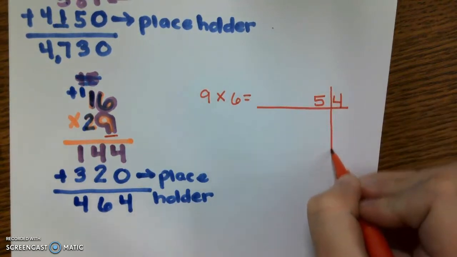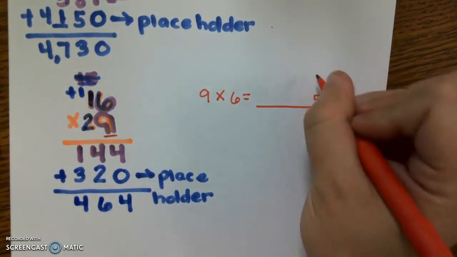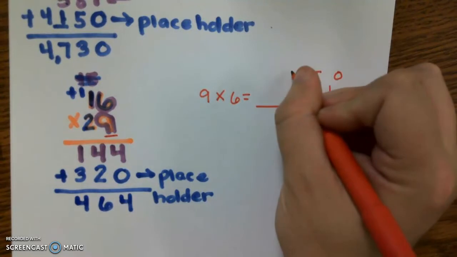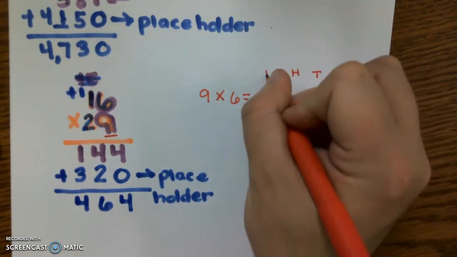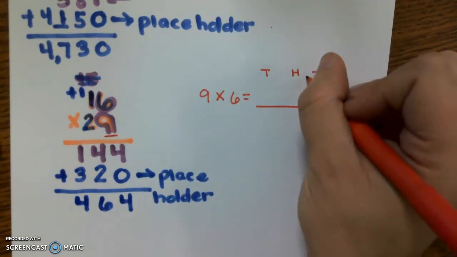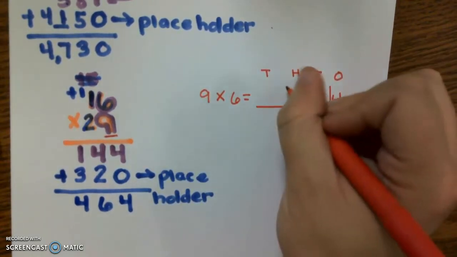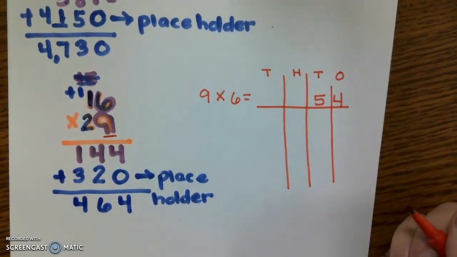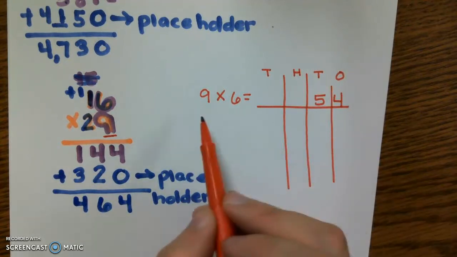So already I have my ones place, my tens place. I'm going to go ahead and make a group for my hundreds and my thousands. Okay? And I'm going to separate these into boxes. Some of you I've taught this way, and it seems to help. All right? So that's my first partial product.